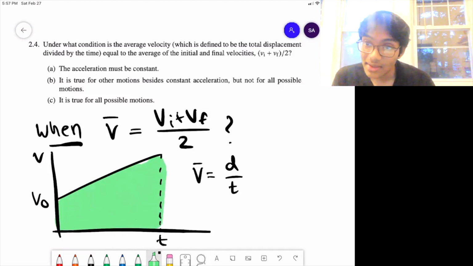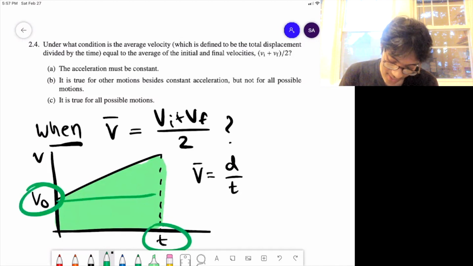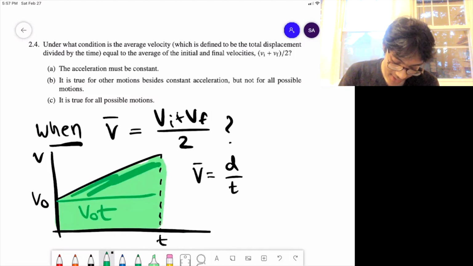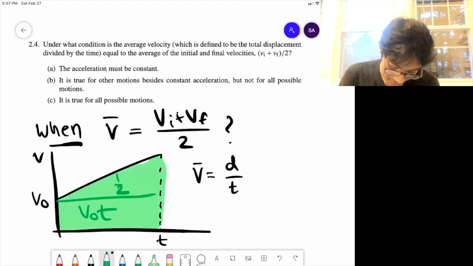Well, the area under this graph can be found by chopping it up into pieces. What's the area of this piece? Well, it's simply base times height, so v naught t. What's the area of this piece? Well, it's simply a triangle, right? And a triangle's area is half my base times my height. Now you got to be careful here.